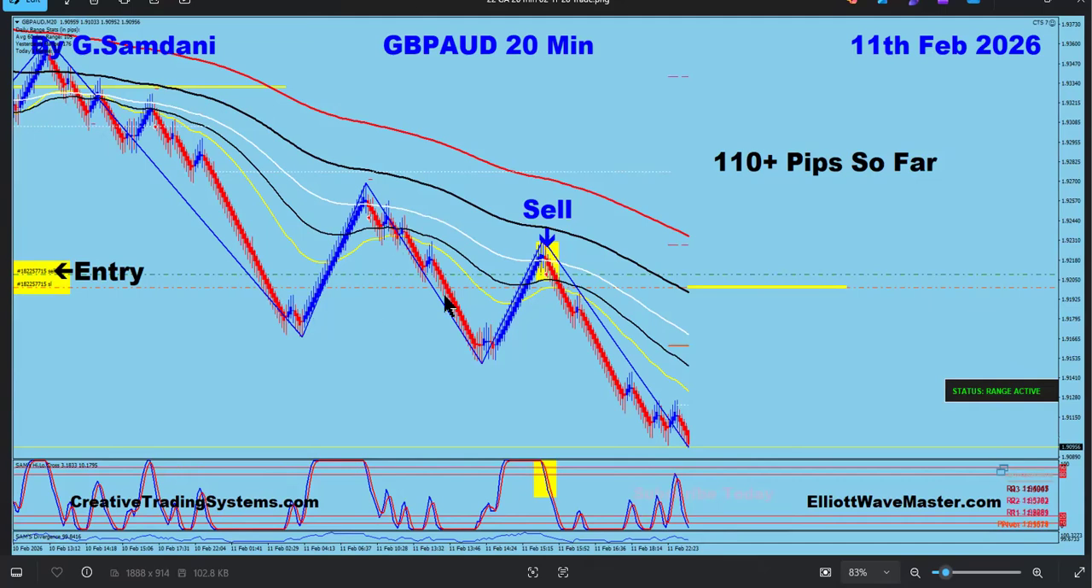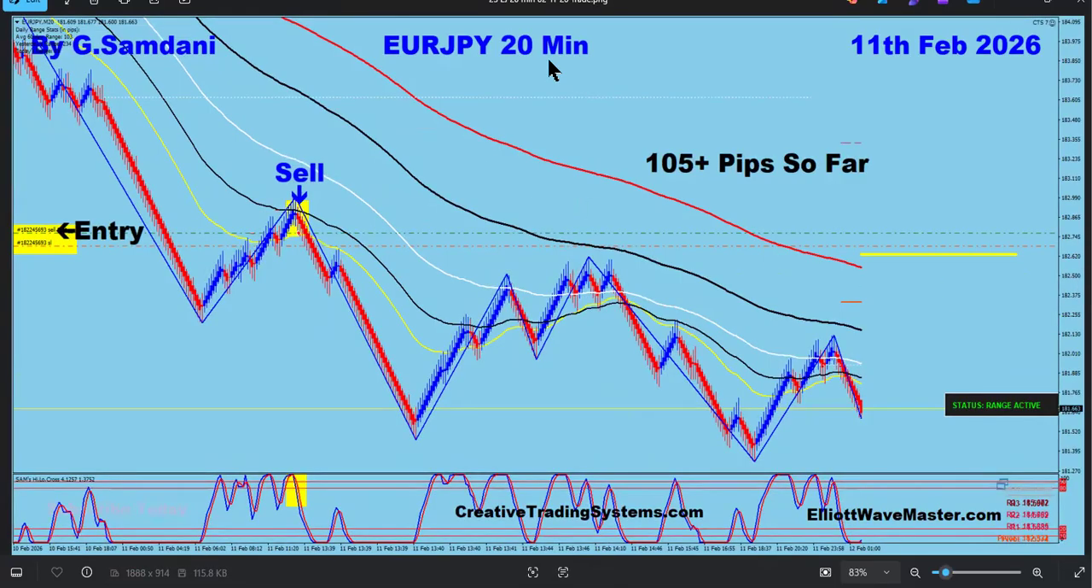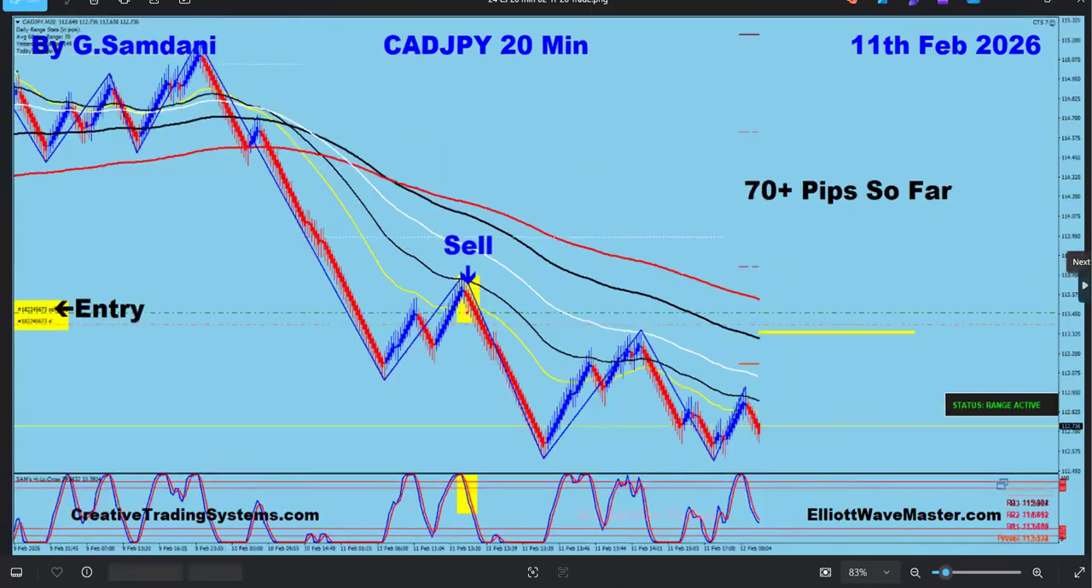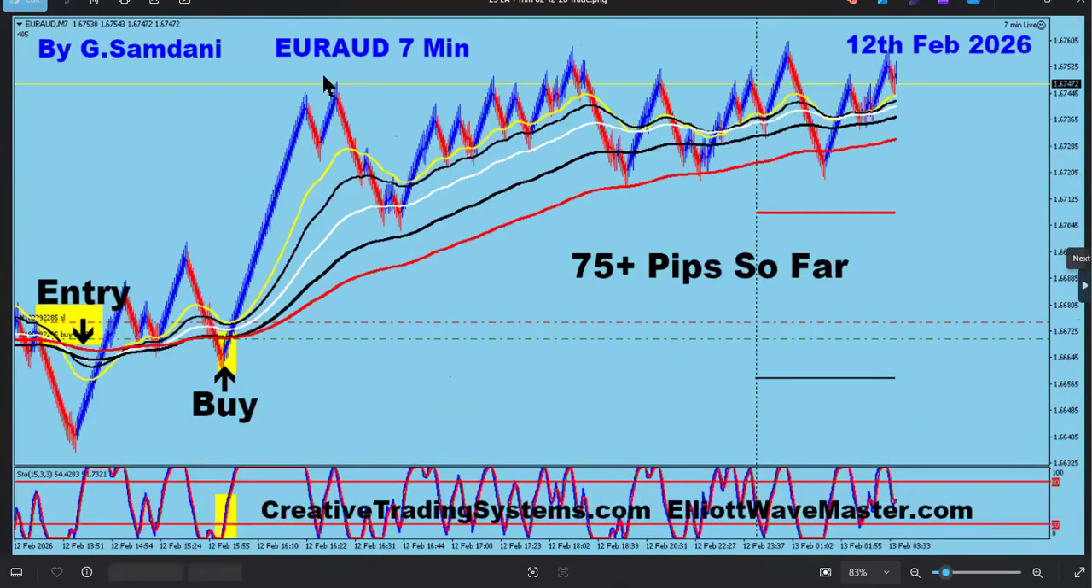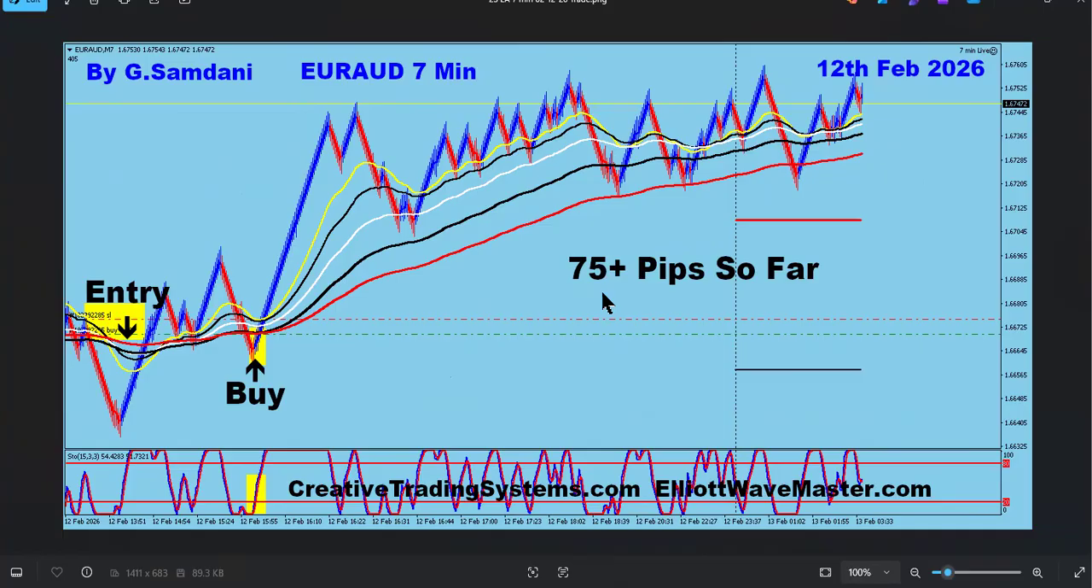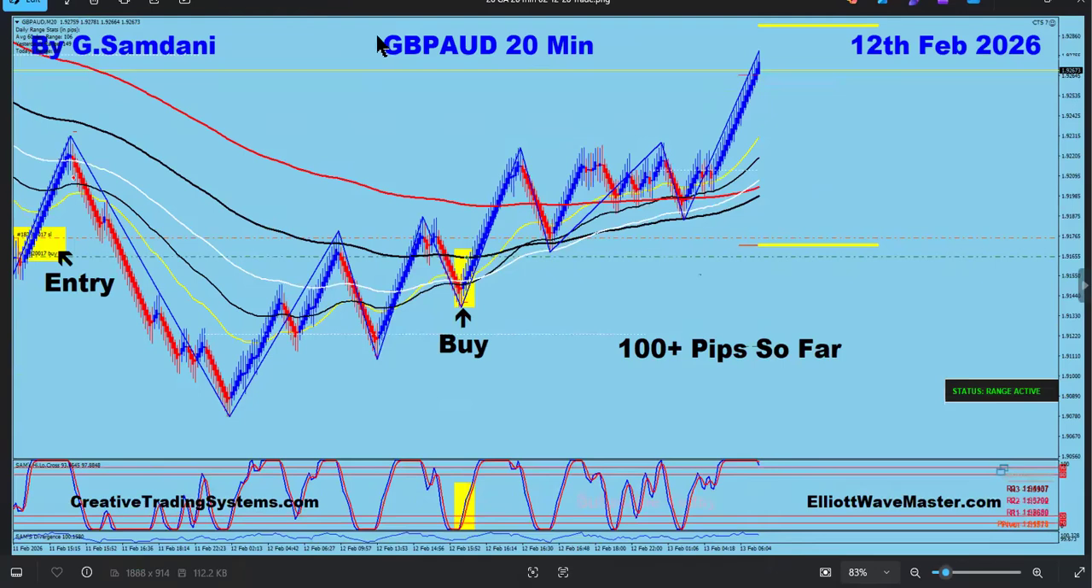You can see how beautiful you get entry every single day, a couple of entries every single day. Euro yen 20 minute chart, beautiful entry here, and this went up, but my SL got saved, and then it went down again. And that is 105 pip right there. And then CAD yen, right? Beautiful entry here, and then it produced 70 pip. And then here, Euro Aussie, 75 pip to the upside. And here, pound Aussie. This is a long from the 20 minute chart going to the upside. Buy orders right there for 100 pip.